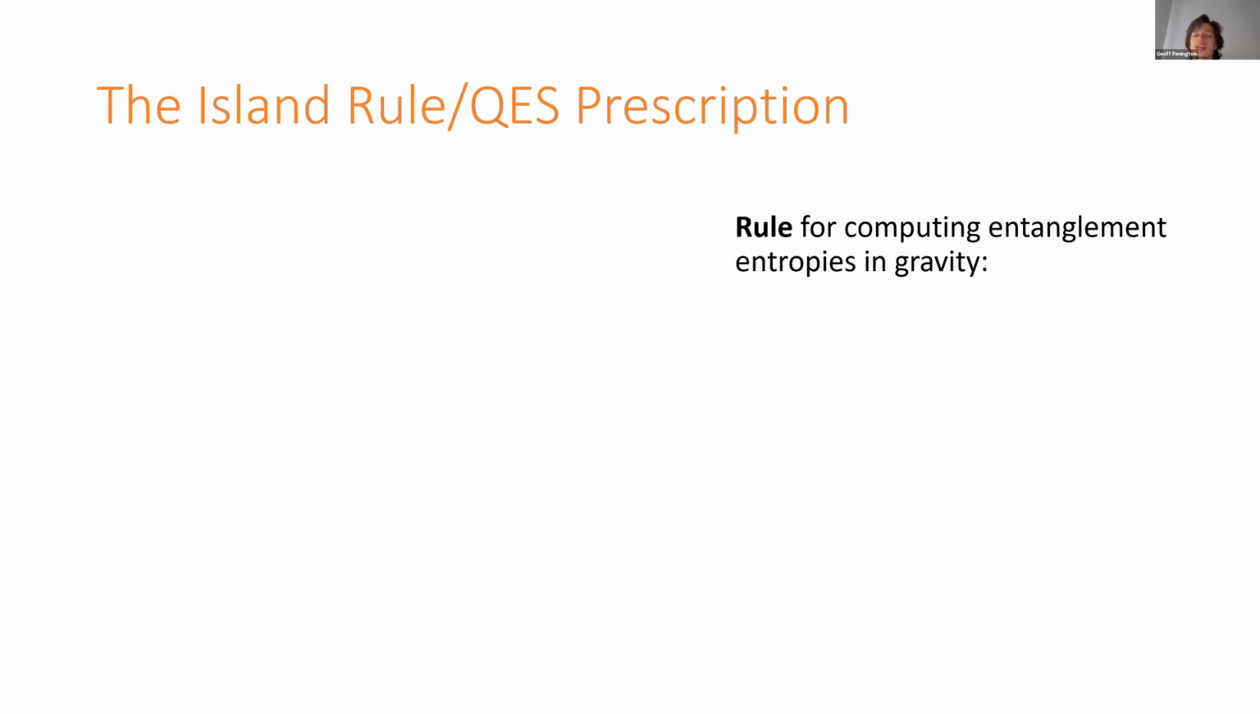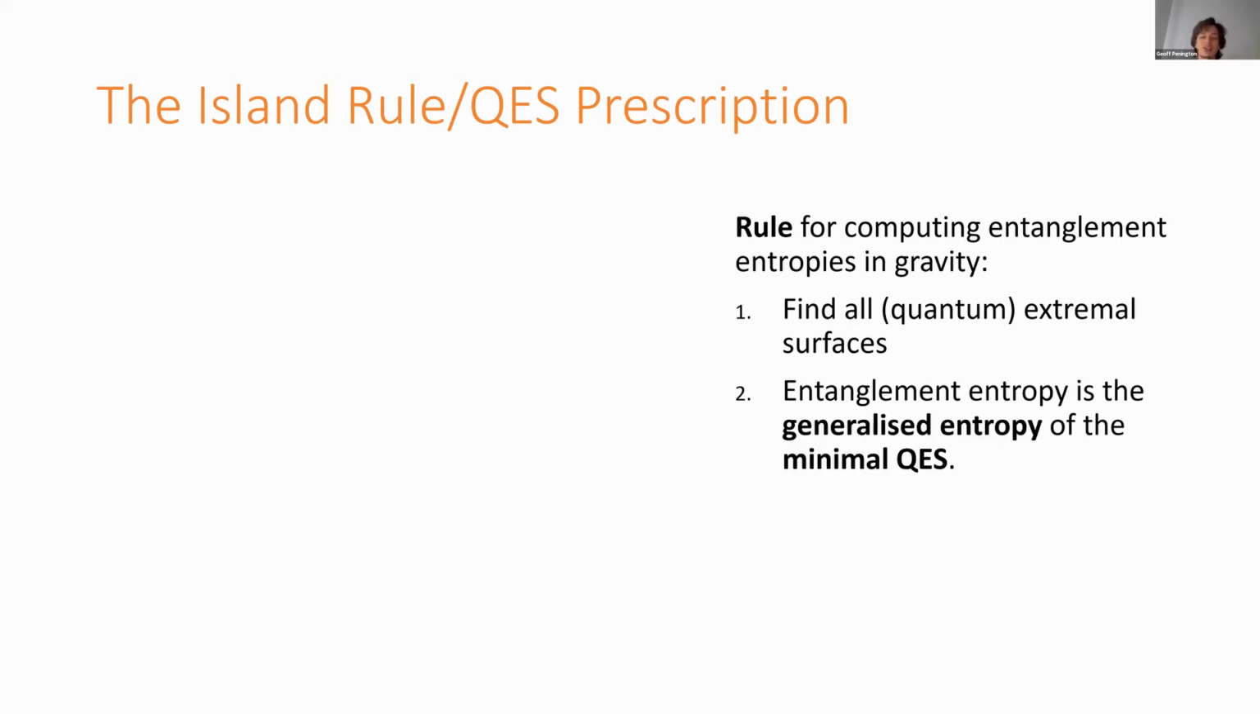So what does this rule say? It just says the first thing you need to do is find all, technically, quantum extremal surfaces that are homologous to the thing you're trying to find the entropy of. Then you take all of these extremal surfaces and look at each of their generalized entropy, this quantity that's a sum of area over 4G Newton plus entanglement entropy across the surface. The extremal surface that has the smallest generalized entropy is called the minimal quantum extremal surface. And the rule says that its generalized entropy tells you the entanglement entropy you want to compute.